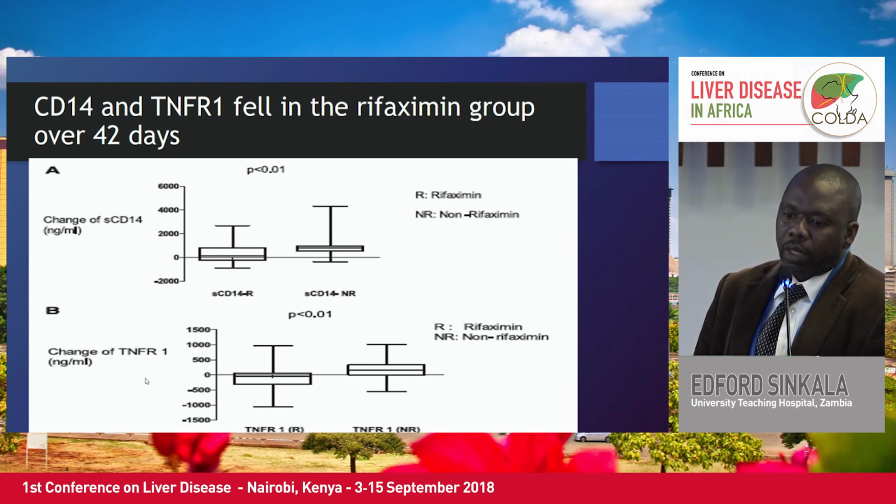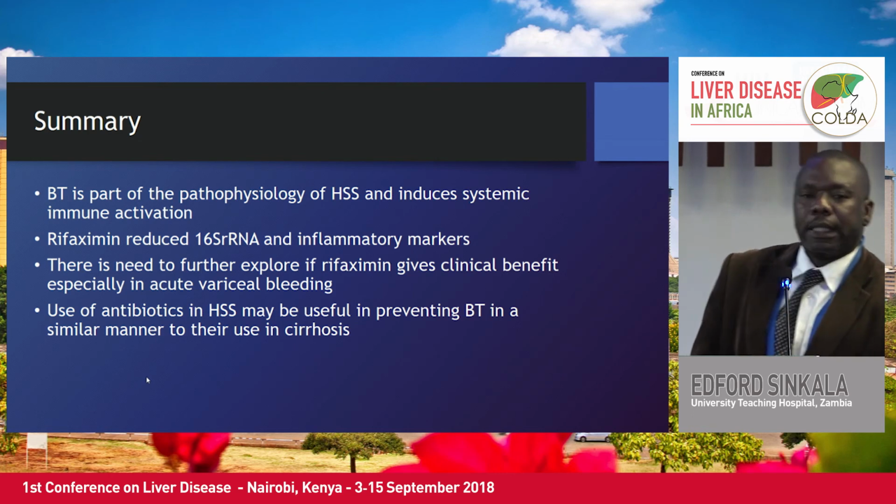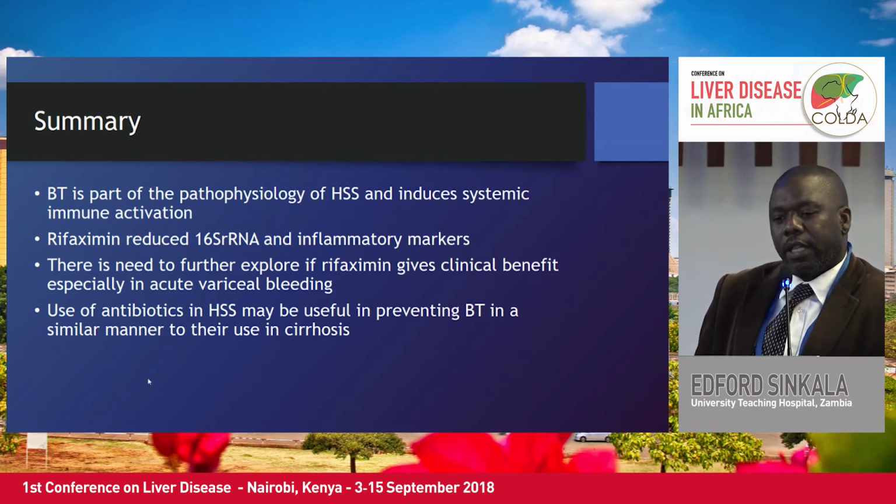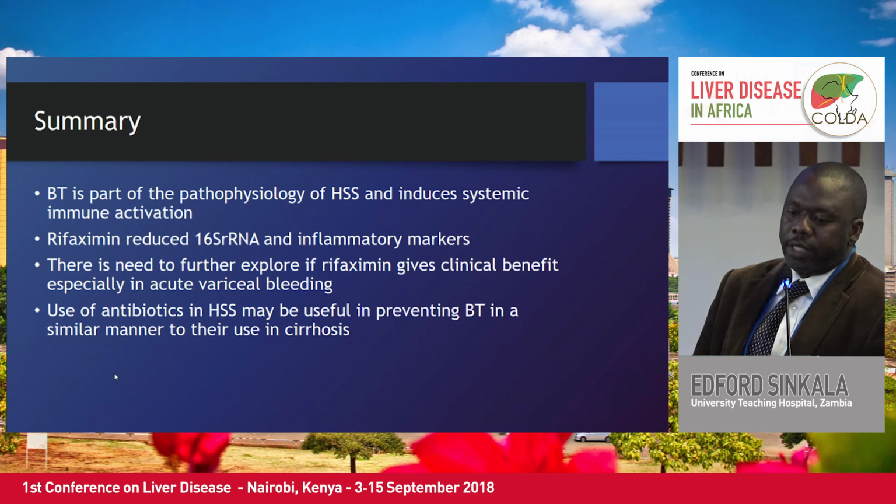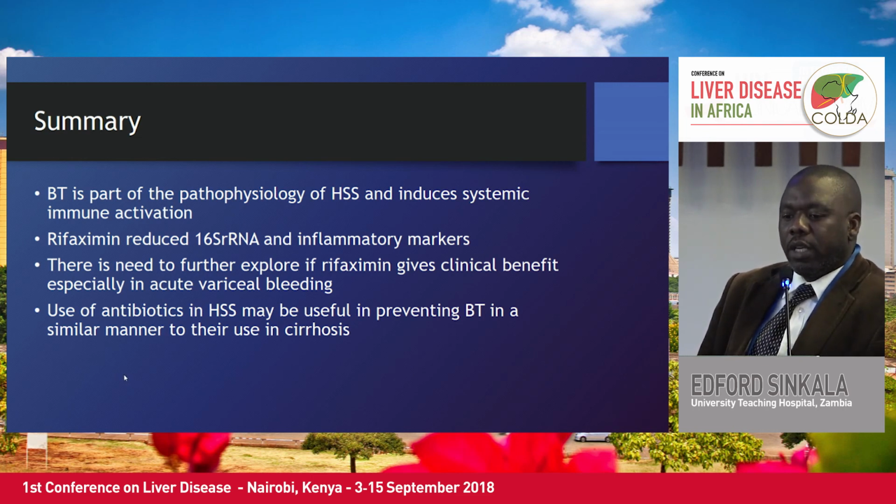So how do I summarize? This is a new insight that we are seeing, that bacterial translocation is part of the pathophysiology of hepatosplenic schistosomiasis, and this induces systemic immune activation in patients with schistosomiasis, even though this is a chronic disease. We noted that rifaximin reduced 16S RNA copies and inflammatory markers in patients with schistosomiasis. There is a need to further explore if rifaximin gives a clinical benefit, especially in acute variceal bleeding.